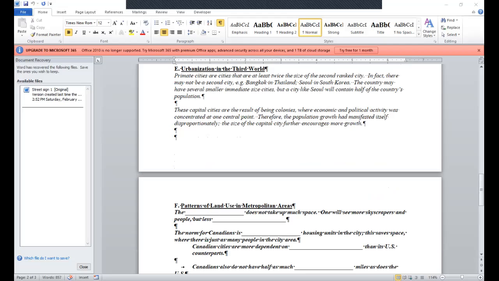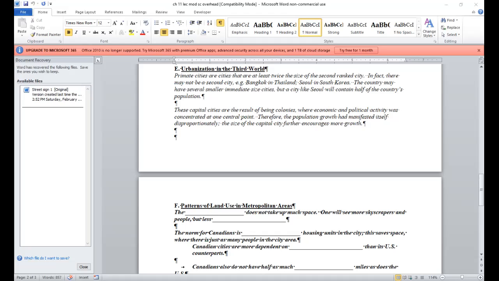Primate cities are at least twice the size of the second ranked city. In fact, there may not be a second city. Think of Bangkok in Thailand, Seoul in South Korea. The country may have several smaller, intermediate sized cities, but a city like Seoul or Bangkok will contain half of the country's population.